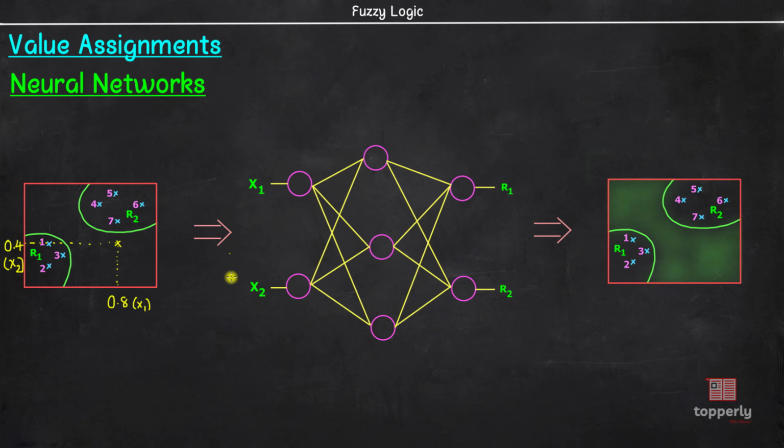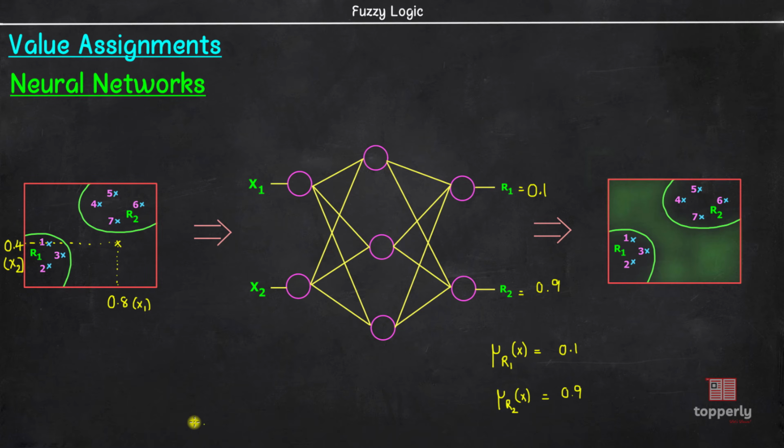If we feed this data into our trained network, then it may give an output like R1 equal to 0.1 and R2 equal to 0.9. That is, mu R1 of that point x is equal to 0.1 and mu R2 of that point x is equal to 0.9. This makes sense as the data point is very close to set R2 and therefore mu R2 is equal to 0.9, right?